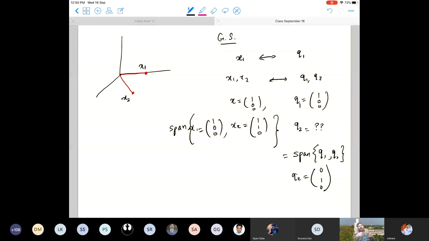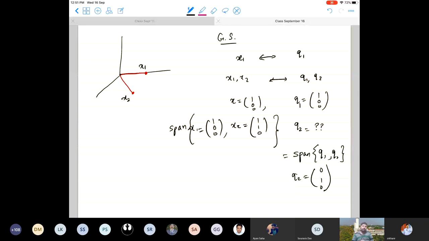Then you see what the space x1, x2 is. You find q2 appropriately so that q1 is orthogonal to q2 and span of x1, x2 is the same as span of q1, q2. Then you go to x1, x2, x3 and construct q1, q2, q3, then x1, x2, x3, x4 and construct q1, q2, q3, q4, and so on, all the way up to qk. So geometrically it is clear what is happening.